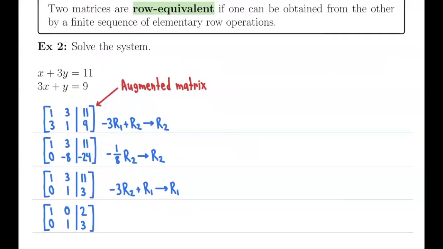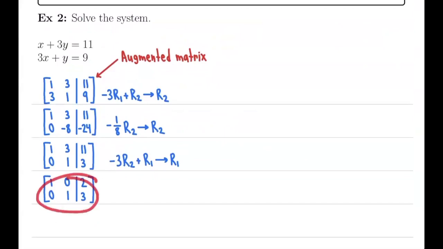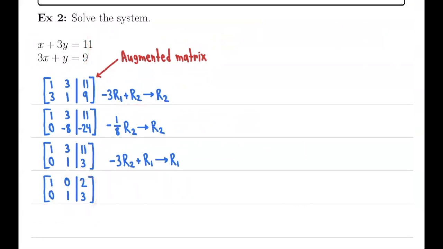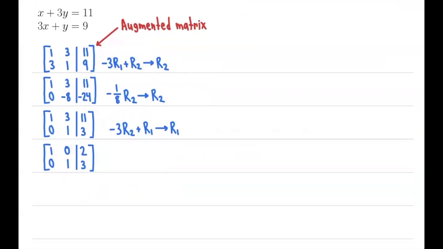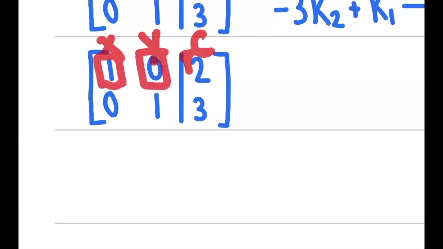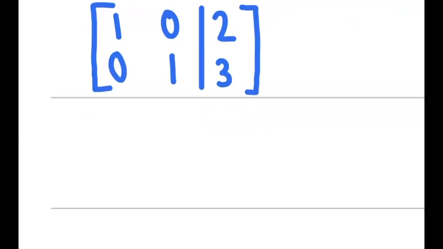It's row equivalent because this can be obtained from this by doing a finite sequence, just a couple of elementary row operations. Okay, so now that it's in reduced row echelon form, we can easily figure out what the solutions are by converting it back to a system of linear equations. Remember, this is the column for x, this is the column for y, and this is the column for the constants. So right here we have 1x plus 0y equals 2, which is just x equals 2.